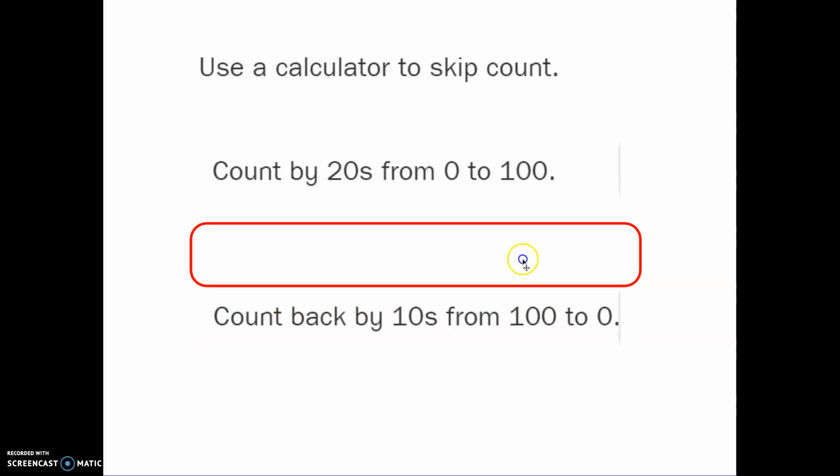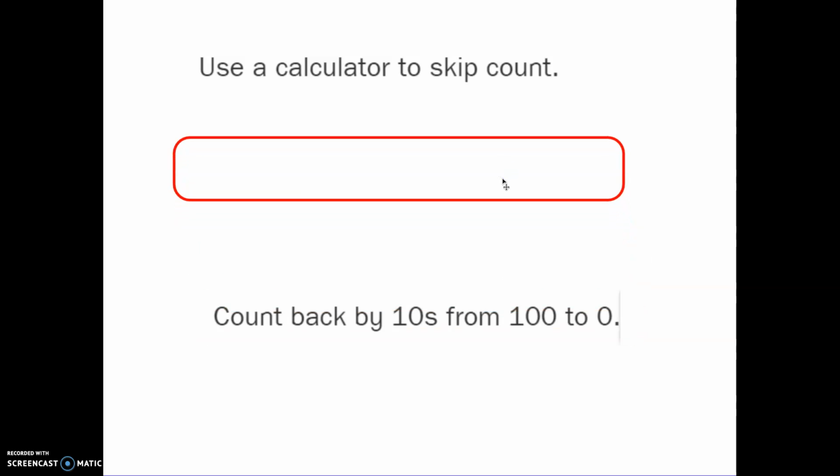Clear it out. We're going to count back by tens. Type in 100 minus 10. And then you're going to click that equal sign. All right? So 100, click, 90, click, 80, click, 70, click, 60, click, 50, click, 40, click, 30, click, 20, click, 10, click, 0. Clear it out.